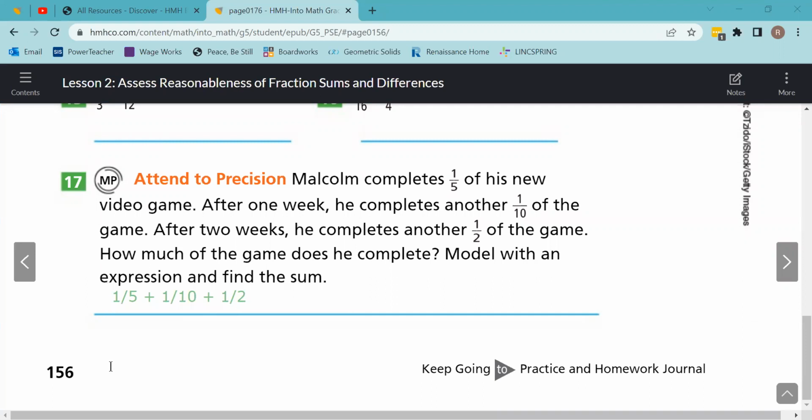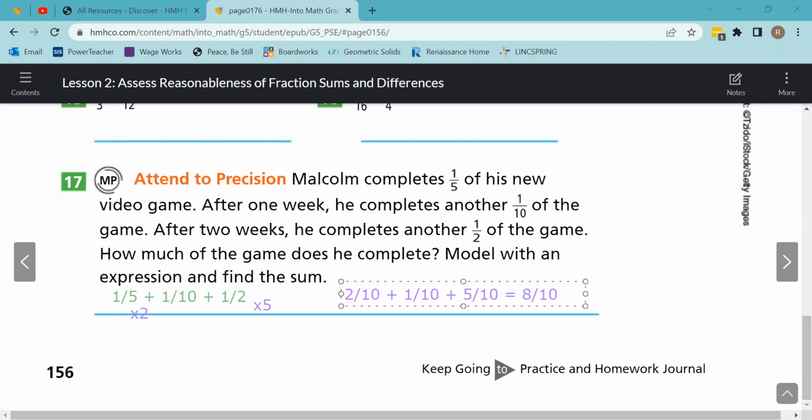Okay, and then make them all into tenths. So take numerator and denominator here times 2, numerator and denominator here times 5. So we end up with 2/10 plus 1/10 plus 5/10. And just double check, that's the same as a 5th, 1/10, 1/2. We get 5, 6, 7, 8/10.